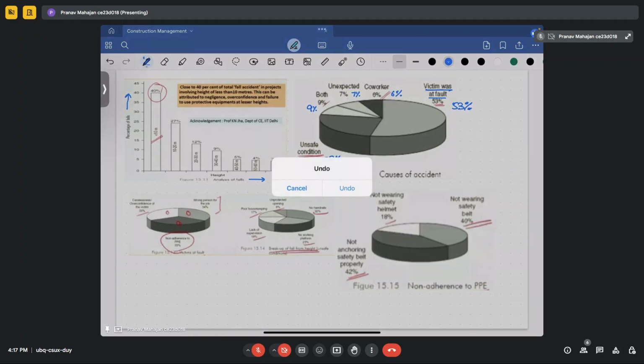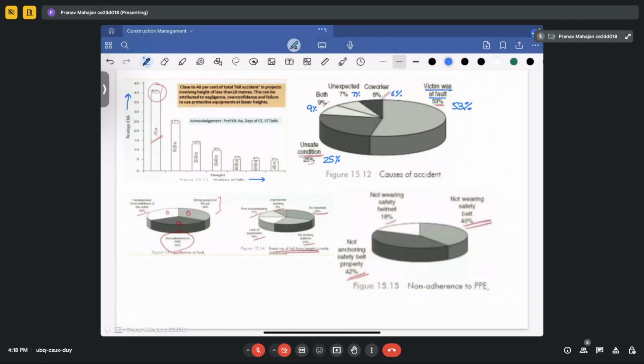In this we can see that 53% is the largest number, and if we add 53% and 25%, 78% of accidents are occurring due to only two factors. One is the victim who is at fault, and another is unsafe conditions. So if you further divide that, when the victim is at fault, three major causes came into observation.